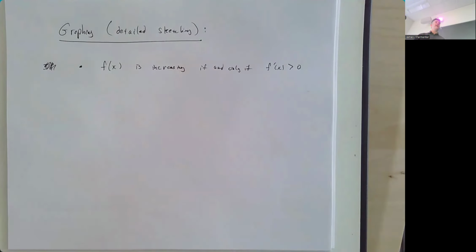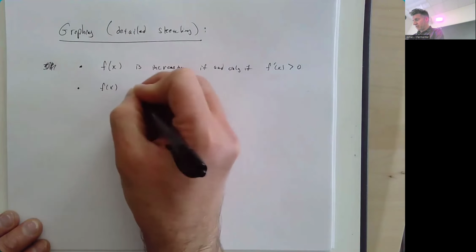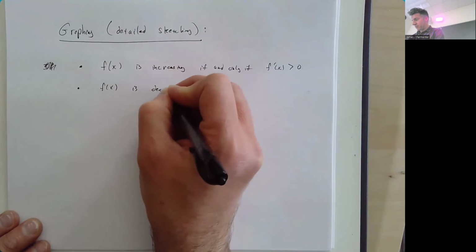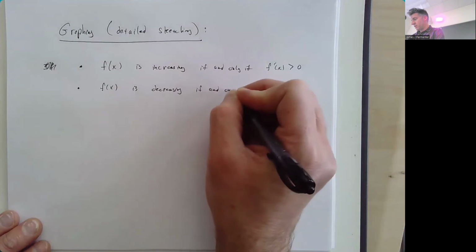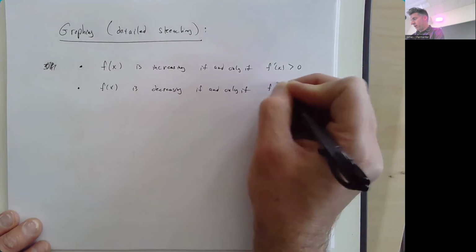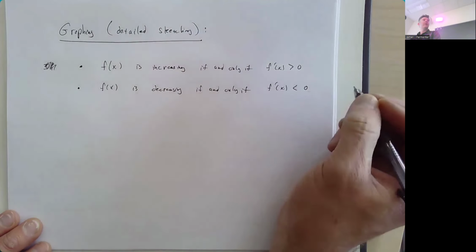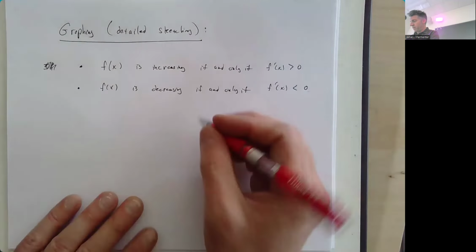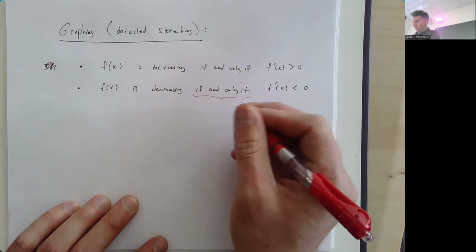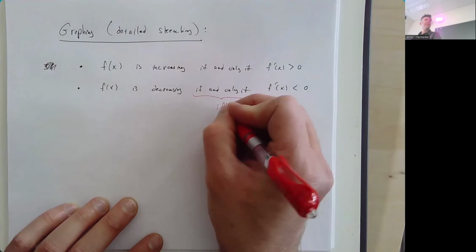Similarly, f of x is decreasing if and only if f prime of x is negative. So a function is decreasing exactly when its derivative is negative, and a function's derivative is negative exactly when it's decreasing. Just as a point of interest, your teacher might have said if and only if and written IFF.